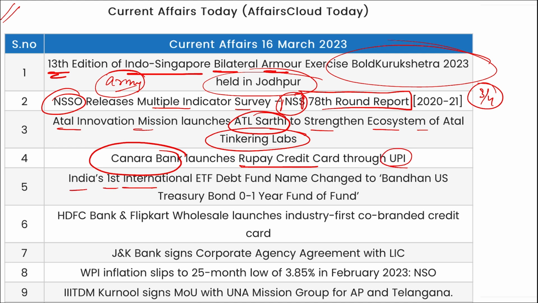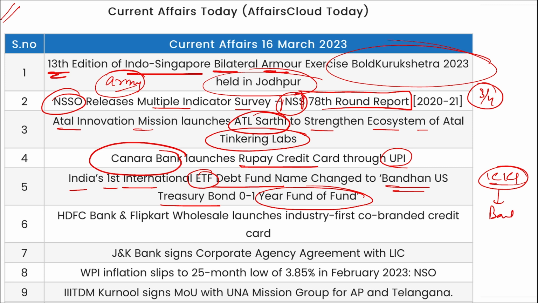India's first international ETF debt fund name has been changed to Bandhan US Treasury Bond 0-1 Year Fund of Fund, because we know the ICICI mutual fund has been renamed to Bandhan. Next, HDFC Bank and Flipkart Wholesale launch the industry's first co-branded credit card. And I correct here, it is not ICICI, it is your IDFC mutual fund. It was changed to Bandhan Mutual Fund.